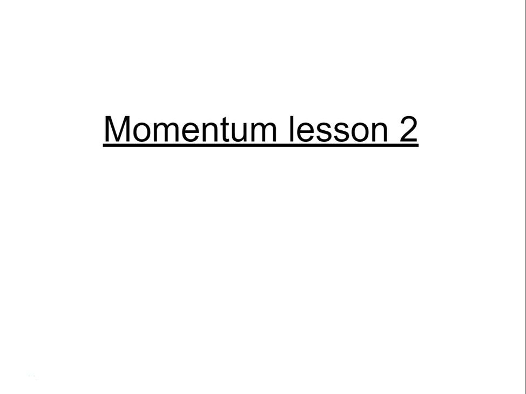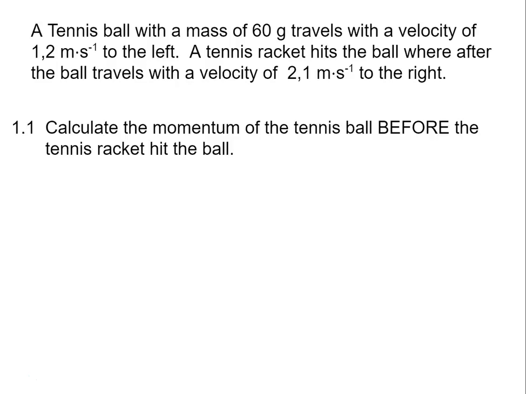Now let's quickly mark the two questions that were given as an assignment at the end of the previous video. A tennis ball of mass 60 grams travels with a velocity of 1.2 meters per second left. A tennis racket hits the ball, whereafter the ball travels with a velocity of 2.1 meters per second to the right, and you have to calculate the momentum of the ball before the tennis racket hits the ball.